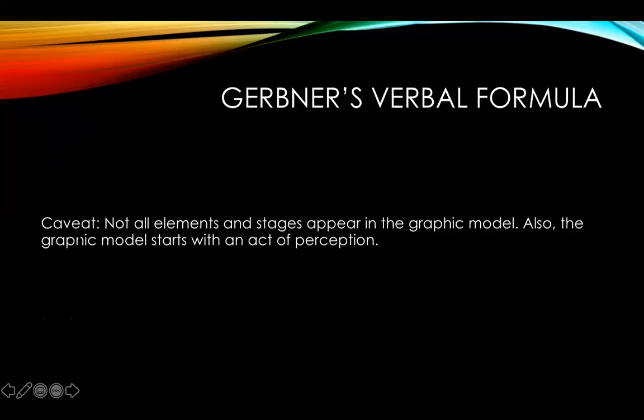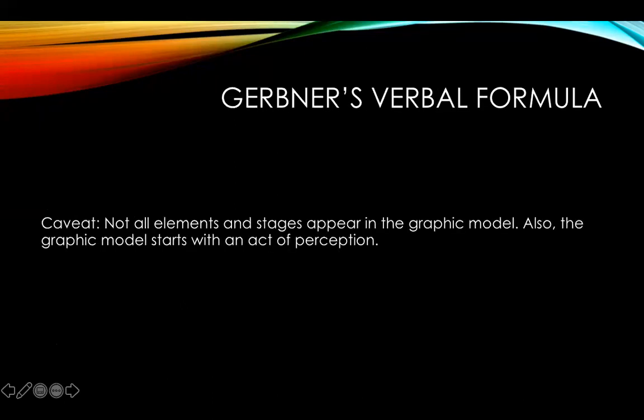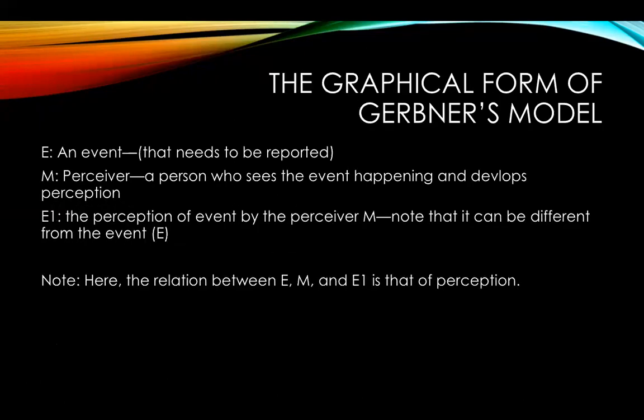Now, here is this important thing, a sort of warning that one needs to consider in Gardner's model: not all elements and stages appear in the graphical model. The graphical model is selective. The verbal model had 10 components. However, it's important to consider that you may not see all 10 elements in the graphical model. These are letters that you need to consider in the explanation of the graphical model. The letter E denotes the event that has happened. Letter M is the perceiver, the person, the reporter, the journalist who is perceiving the event. That can also be a machine. And E1 is the perception of the event that M has developed.